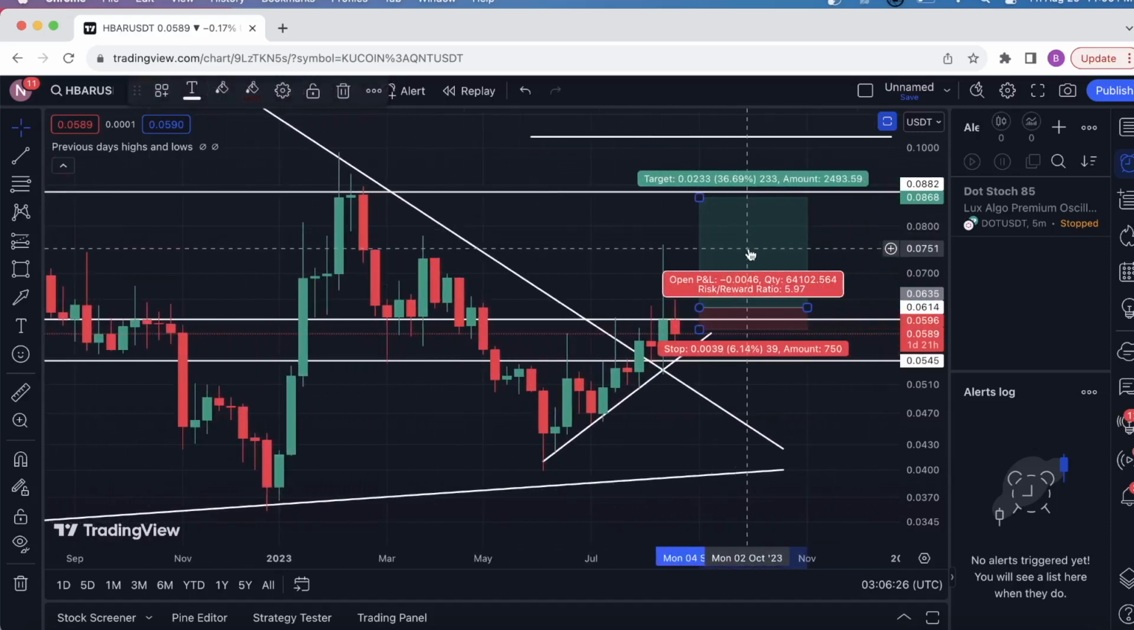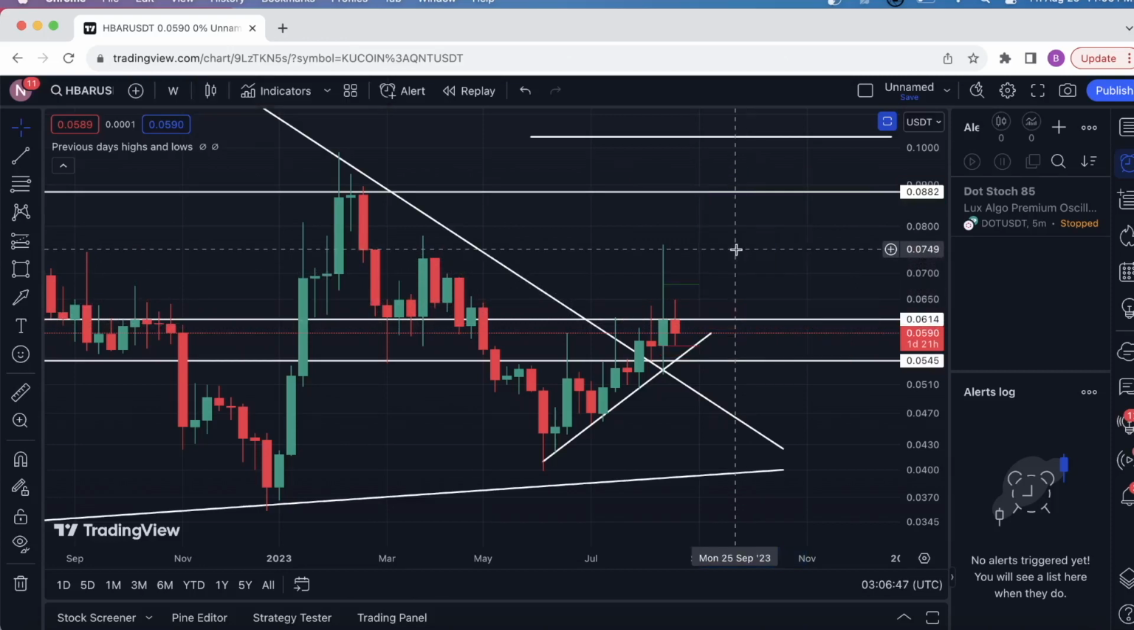This particular trade would give me a risk reward ratio of almost 1 to 6. So it'll be 1 to 5.97. I could potentially get 36% to the upside while risking only around 6% to the downside. So that's one trade that I'm going to keep an eye open for.